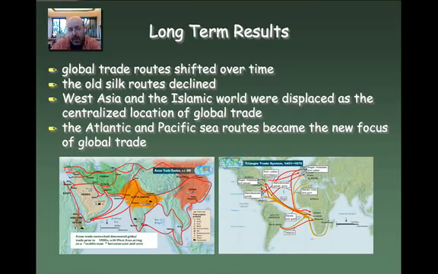And in fact, part of the reason that we have some Islamic resentment towards the West today is the fact that they were left behind back in the 1500s in terms of global trade. And not until the emergence of oil as a major resource have they begun to gain power again. And of course, that's in the 20th century.